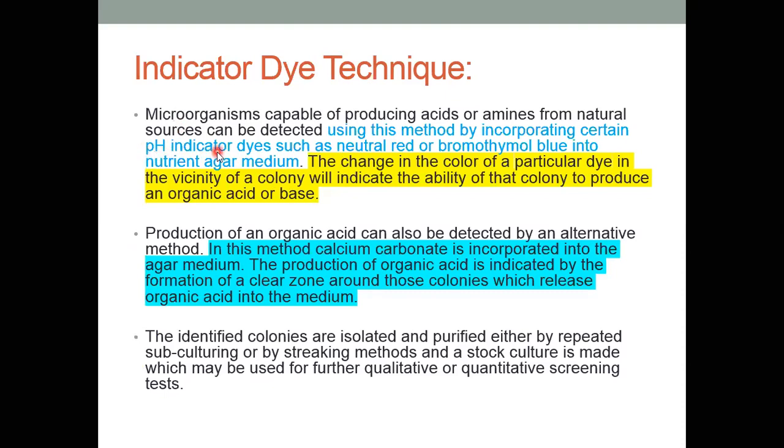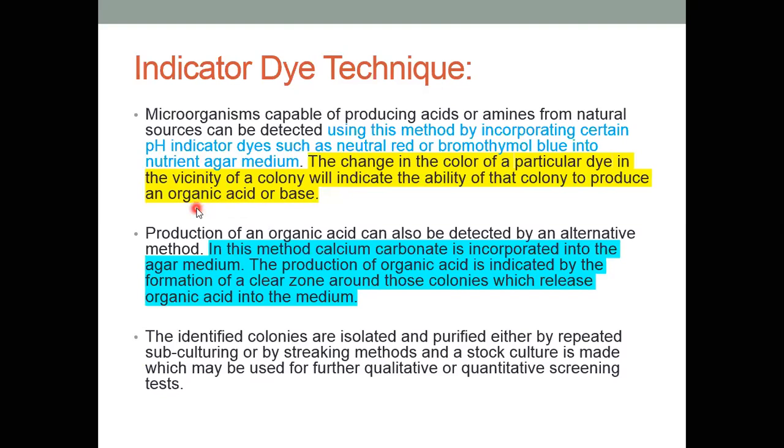Since you're using a pH indicator, what kind of compounds are you targeting? You're either targeting acids or amines, right? Amines are basic in nature, acids are acidic in nature. So if you want to see whether a bacterial colony can produce an organic acid, and you have used a pH indicator, it could be neutral red, bromothymol blue, or other pH indicators, it will show a color change, and the change will be on the acidic side.